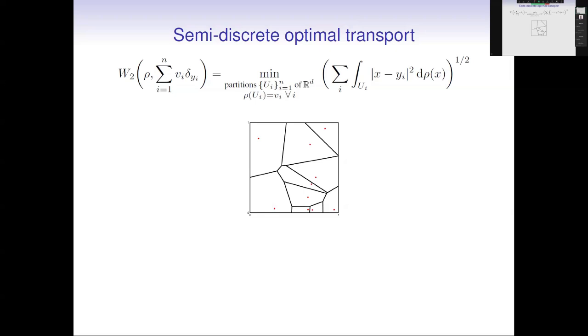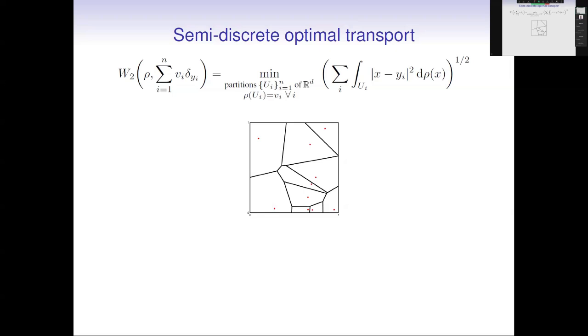And what we're trying to minimize is essentially this L2 distance. So if you're in region Ui, then x is going to be transported to yi. So you pay the distance squared, because it's the 2-Wasserstein distance: distance squared for transporting x to yi. This is the amount of mass we're transporting, and then you add it up over the whole domain. So it's the standard 2-Wasserstein cost, but specialized to the semi-discrete setting.